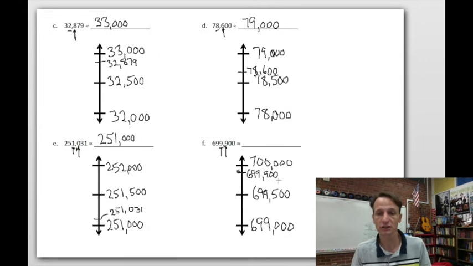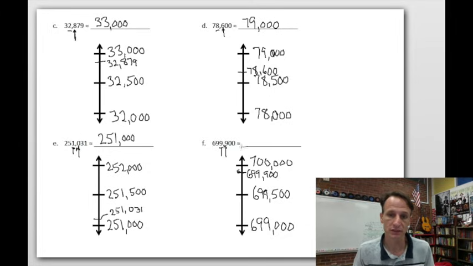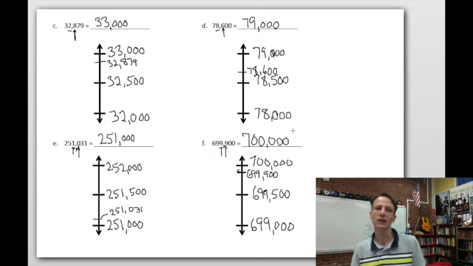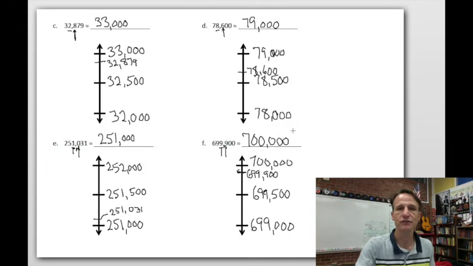And then the actual rounding is simple, right? Which thousand is it closer to? It is closer to, yes, 700,000. You are a rounding pro. Look at you go. All right, so that's number 1, A, B, C, D, E, and F, done.